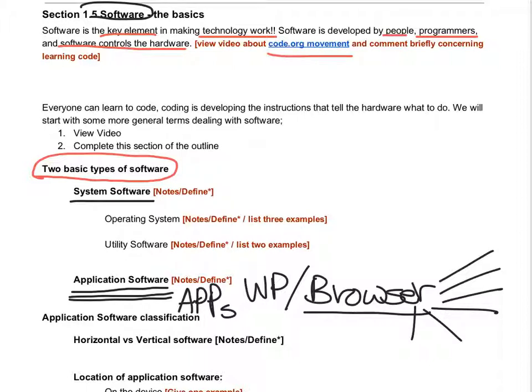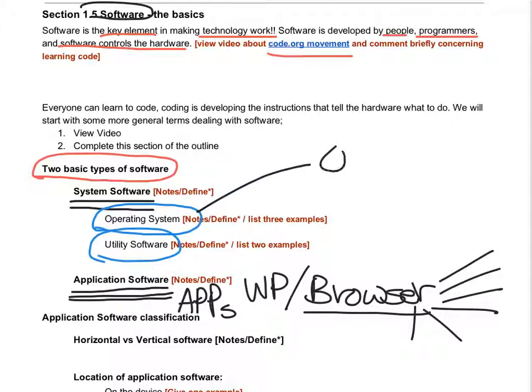Let's move back to system software. System software is what communicates directly with the hardware. We have two basic areas that we discussed in class. It's much more complex than this, but for our class we are going to talk about the operating system and utility software. Okay, let's go to the operating system first.